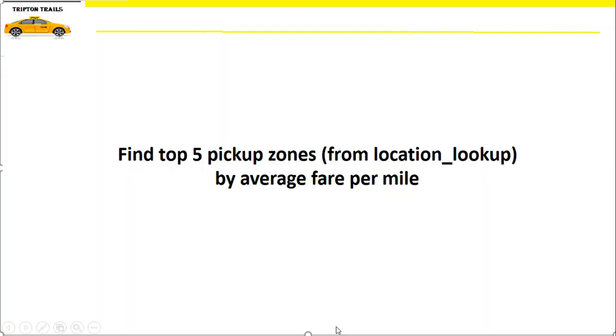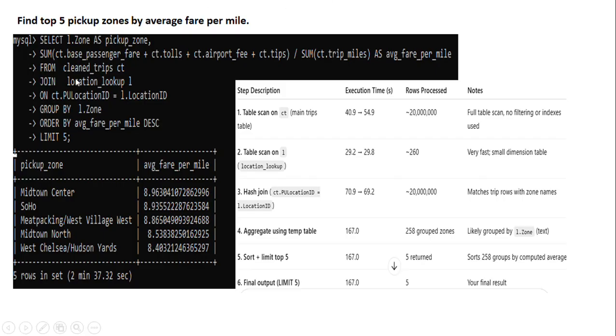It is finding the top 5 pickup zones by average fare per mile. Here, when I tried to calculate the average fare per mile, I wrote the query in a common and intuitive way. I joined the table with the location lookup table, because we need readable zone names like this. And this normal query took 2 minutes 37 seconds.